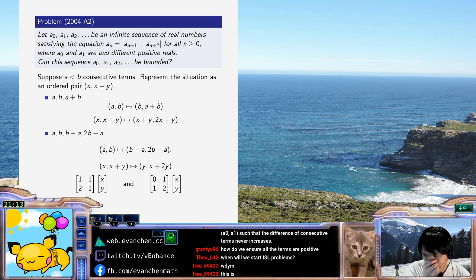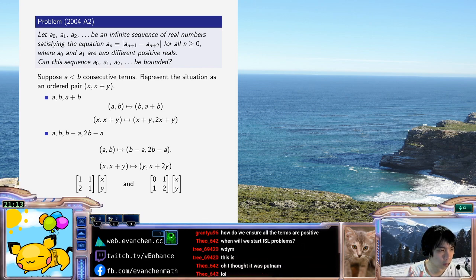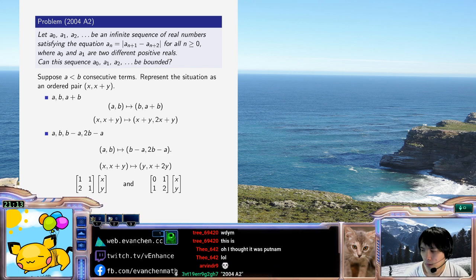But what I need is for them to grow without bound in some way. I need either X or Y to.